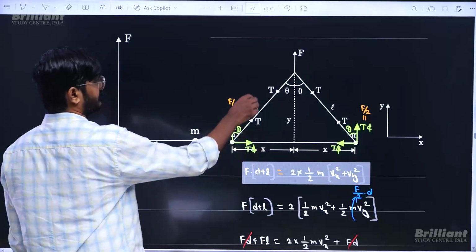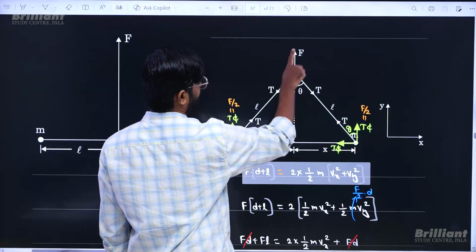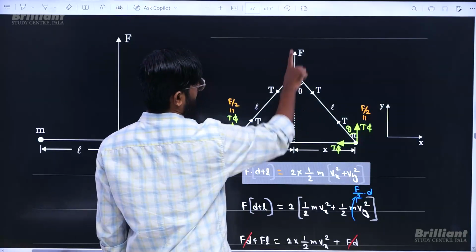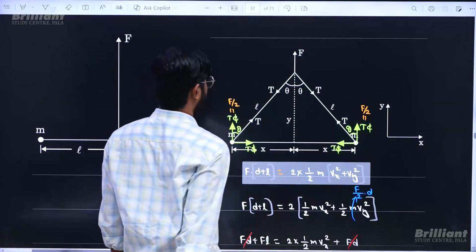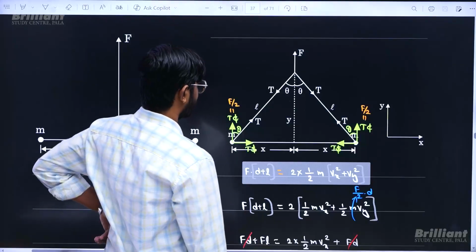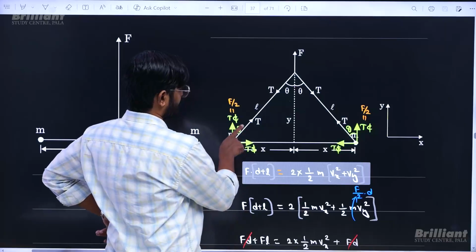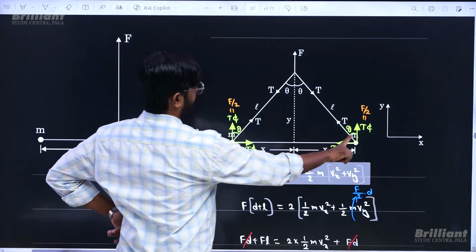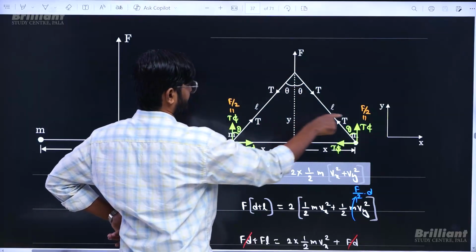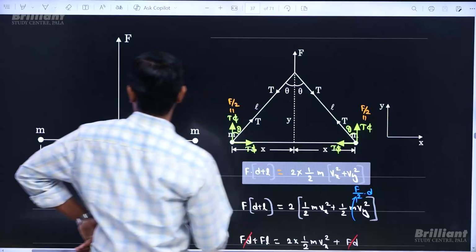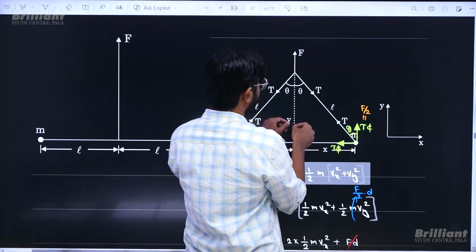Now at any moment, if you look at this point's free body diagram, there is F, there is T, there is T. So the net force on this massless point should be 0. So F should be equal to 2T cos theta, and T sin theta will get cancelled. Now the force here is going to be T cos theta and T sin theta, T cos theta and T sin theta. We already understood T cos theta is nothing but F by 2. So eventually what happens is when this point goes ahead, these two are going to come closer.